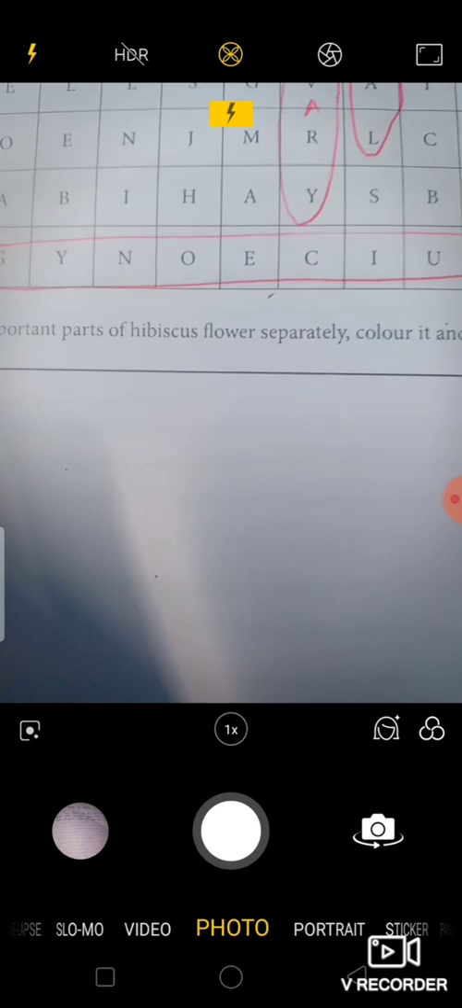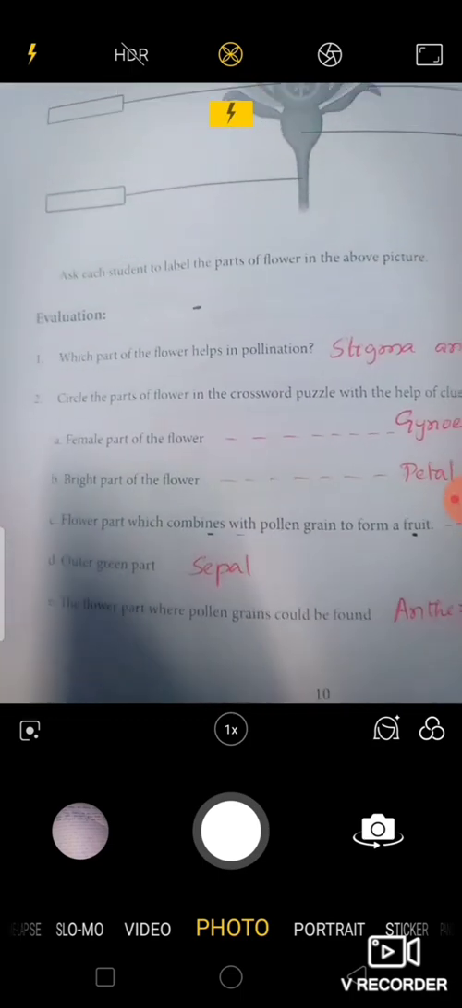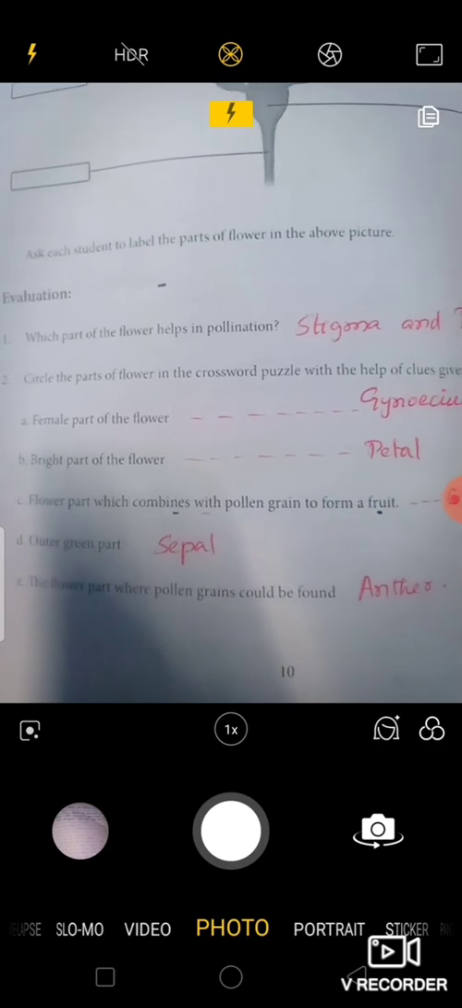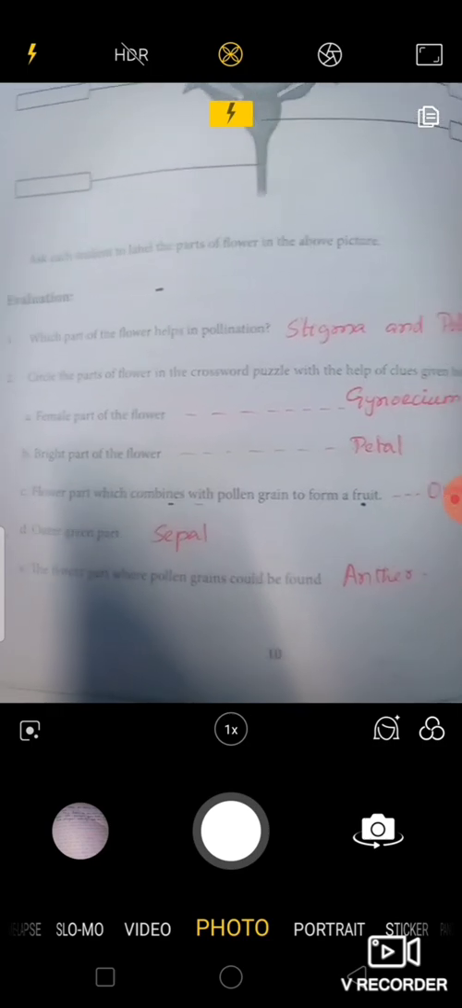Female part of the flower is gynoecium. This is the answer. Okay. And the second question, bright part of the flower. Bright part of the flower is petal.